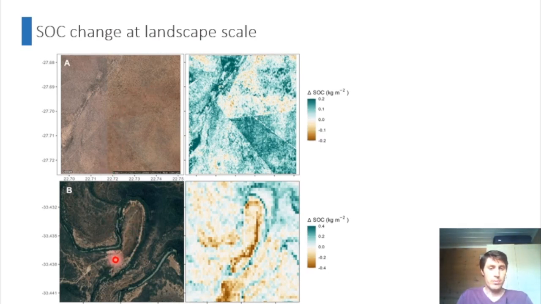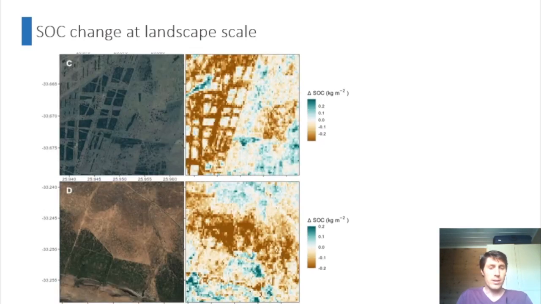Along this river, there's been a clearing of woody plant cover, and that is reflected in the decline in soil organic carbon. Here are another two examples where harvesting of thicket in the Eastern Cape has led to a decrease in soil organic carbon, and in this patch of what used to be spekboom has been overbrowsed, and presumably that has been the cause of this decline in soil organic carbon.